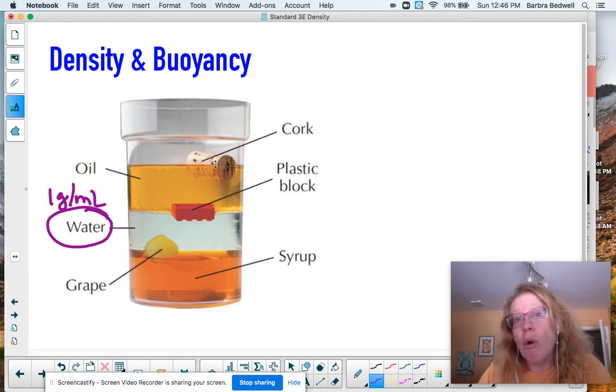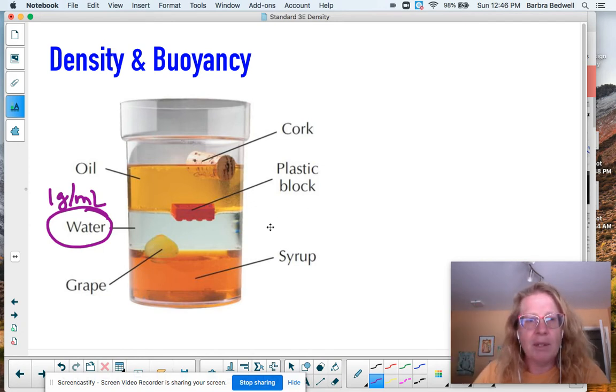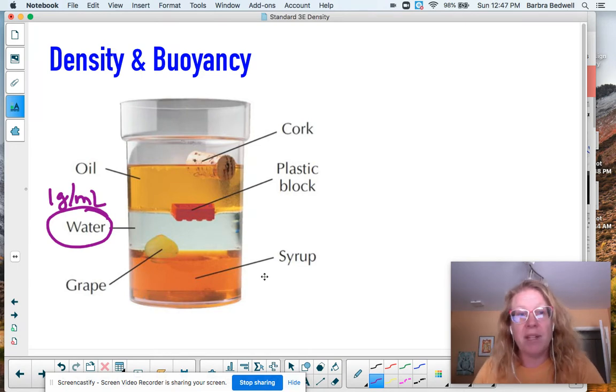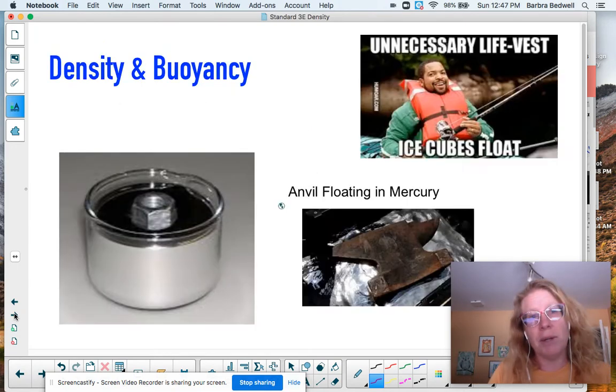And we know that cork has even less density than oil because that cork floats in the oil. Yes, the cork would also float in the water, but it's good to know that the cork is less dense than the oil, which is less dense than the plastic, which is less dense than the water. And then we have things like grapes, which are slightly heavier than water, more dense, and it will sink. And then there's that syrup, like a Karo syrup, super heavy, almost like molasses, would sink to the bottom. So these things down here, the grape and the syrup, have densities greater than 1, and these other things up at the top have densities of less than 1.